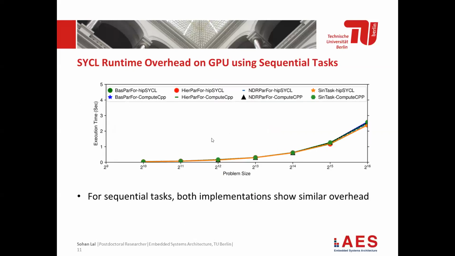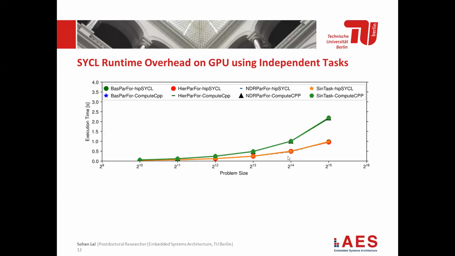So let's look at the SYCL runtime overhead on GPU by using sequential tasks. We see that for sequential tasks, both implementations show similar behavior for four different kernel invocation mechanisms, which are single task, basic parallel for, hierarchical parallel for, and ND range parallel for. If we look at the runtime overhead on GPU using independent task, then we see that the Compute CPP stack exhibits a higher runtime overhead compared to the HIP-SYCL implementation. Moreover, the gap is proportional to the number of submitted tasks, which means that Compute CPP has a higher average latency per submitted kernel. The performance gap can be explained by lower scheduling overhead in HIP-SYCL.